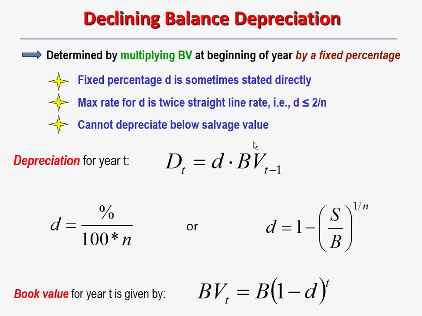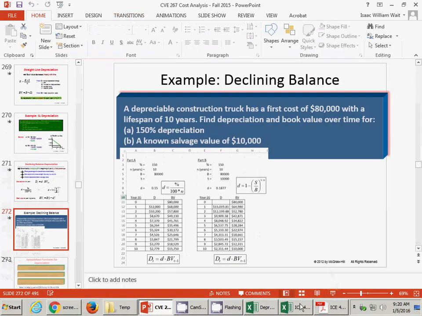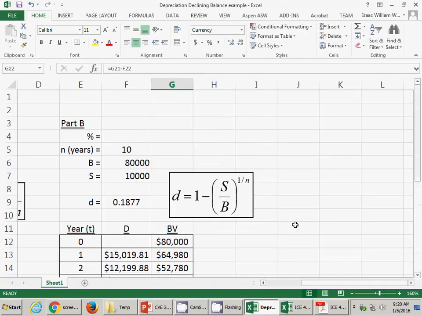So let me show you an illustration of that. Let's say that we buy some equipment that has a first cost of $80,000. It's going to last for 10 years. And there are two ways we can depreciate that. We can either depreciate it according to 150%, where we're given the percentage and calculate the fraction from that. Or in part B, we'll calculate it with a known salvage value. So let me show you that illustration here.